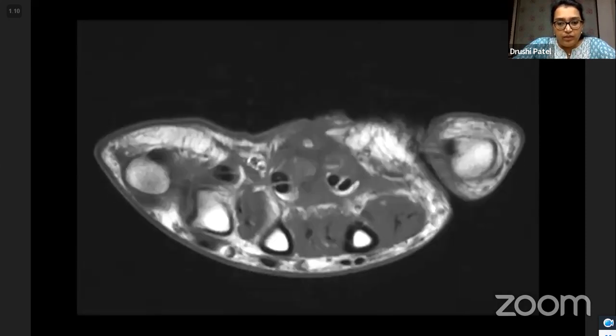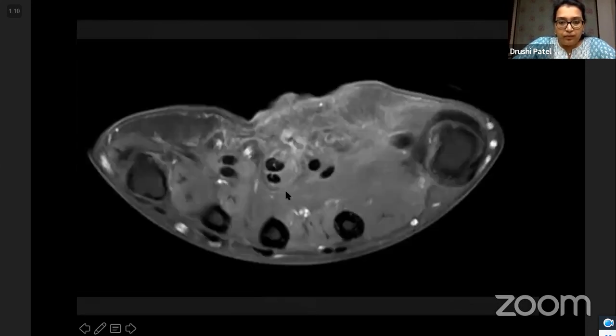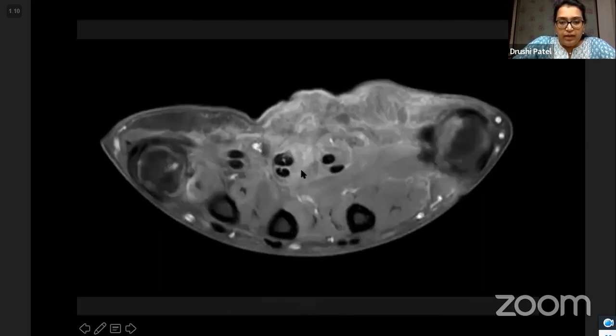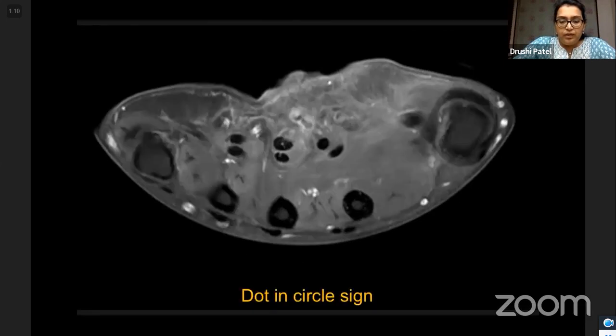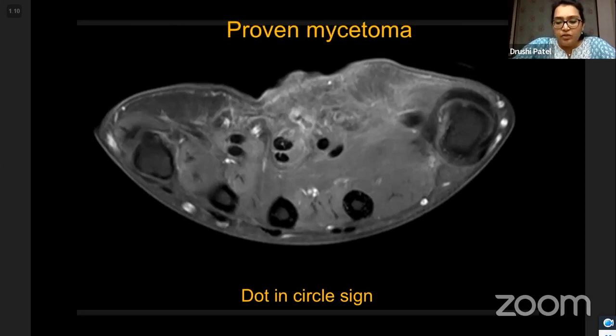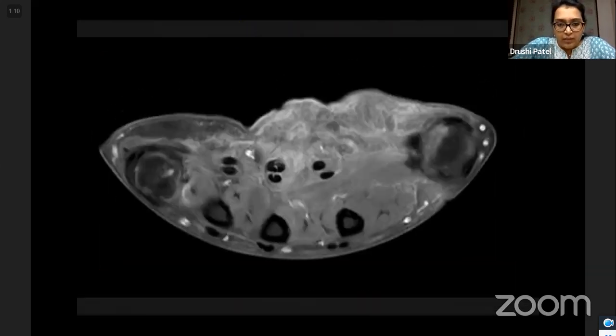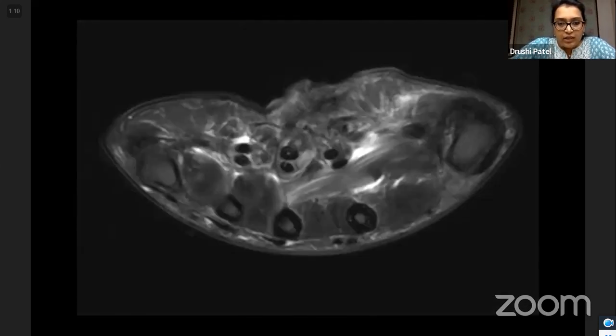Now the T1 weighted images. Okay, you can appreciate these rounded areas. This is post-contrast images which shows peripheral enhancement surrounding these rounded areas and mild enhancement along the sheath as well as in the adjacent soft tissue edematous changes. So this was a case of proven mycetoma. You can appreciate those rounded structures.